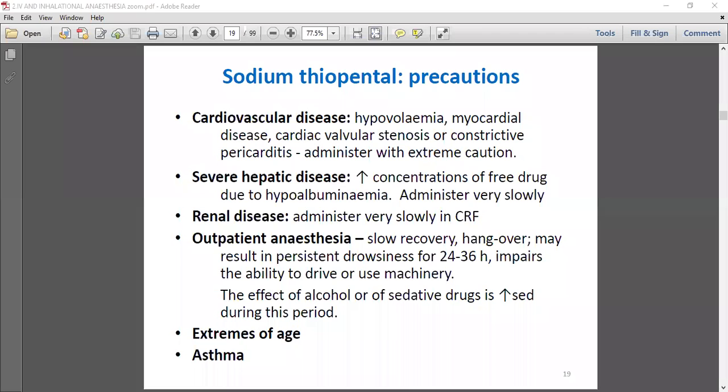But in the elderly, we give, I think, 2 to 3 milligrams. Then also in patients with asthma, because the drug causes respiratory system depression, and they already have issues with their respiratory system.